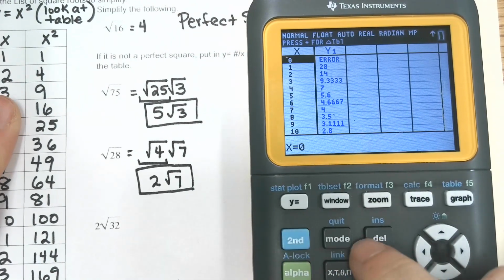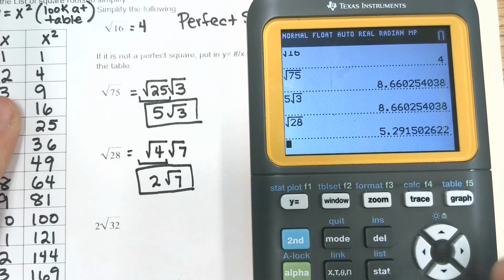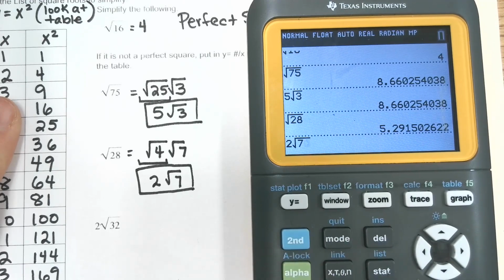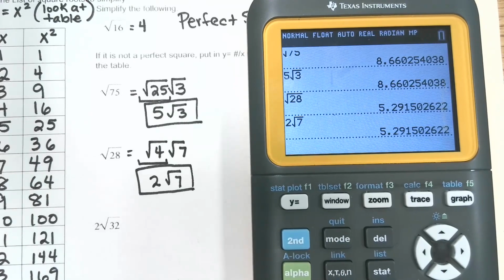So I want to make sure that they are equivalent. So second, quit, go back to the home screen and put in 2 square root of 7. And it is. It's equal.